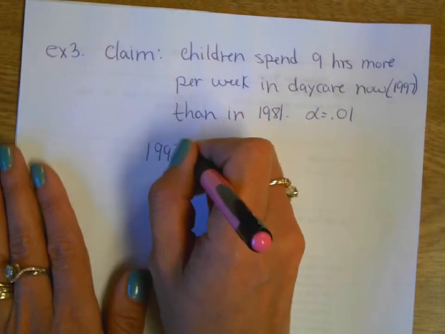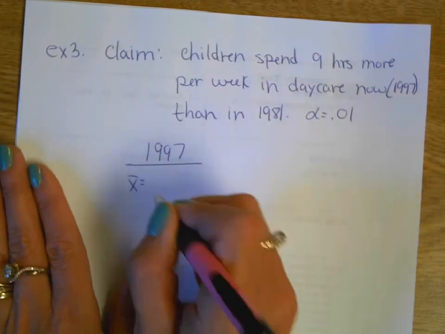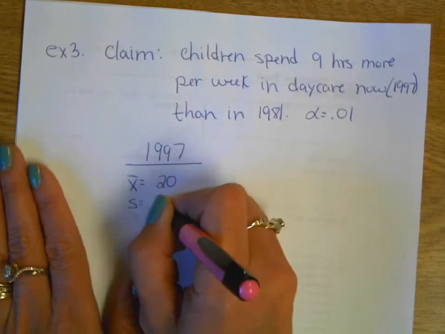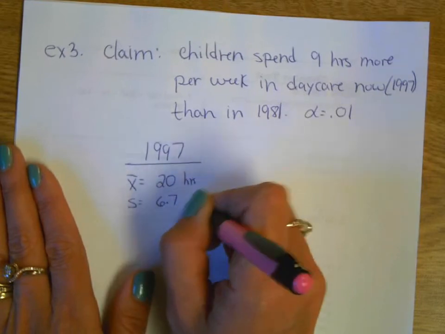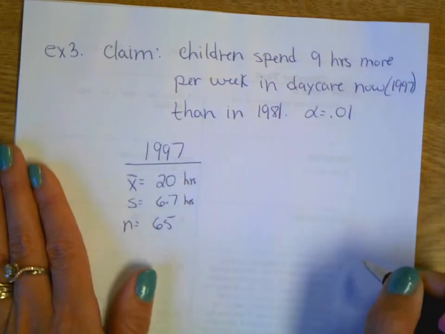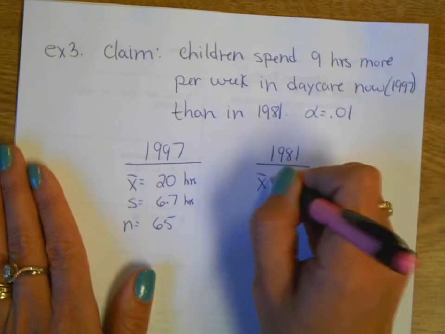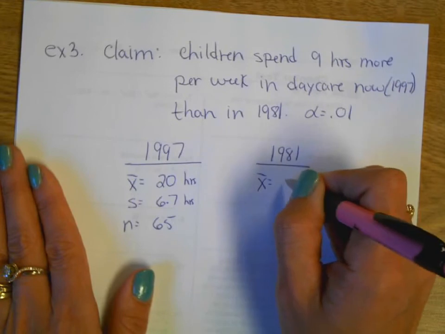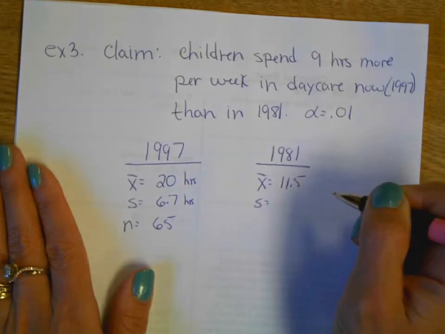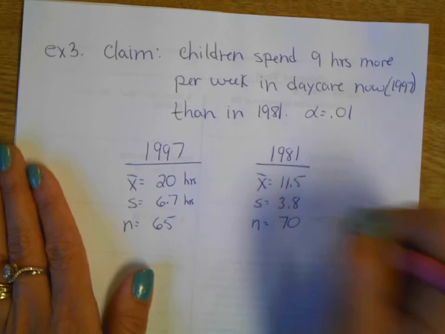Here's our 1997 data. Average time spent in daycare in a week was 20 hours. Standard deviation 6.7. Sample size was 65. Nice large sample. And for 1981: 11.5. Standard deviation 3.8. Sample size 70.